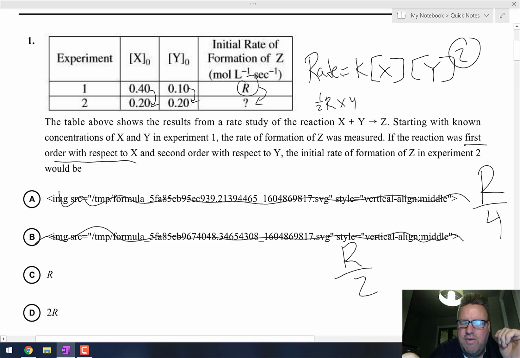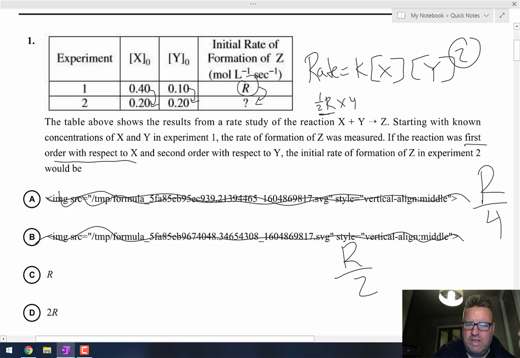So half of R, and sometimes it's helpful to just make up a pretend number. Let's say the number was 10. Okay, first of all, you've got to take half of 10, which is 5, and then multiply 5 by 4, which is 20. Or simply put the 4 on top. 4 divided by 2 is 2. You're going to have twice as much. That rate of formation is going to be twice as much.